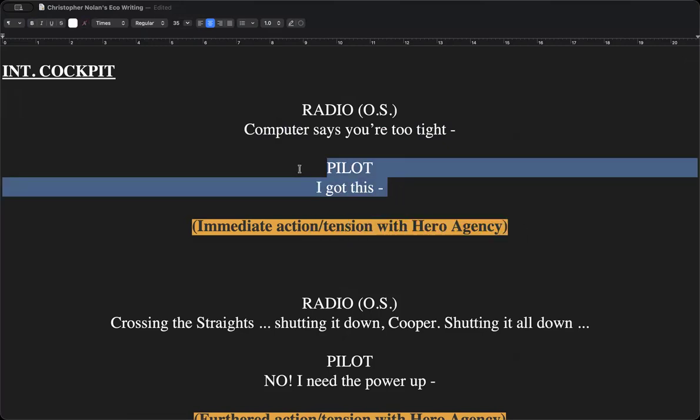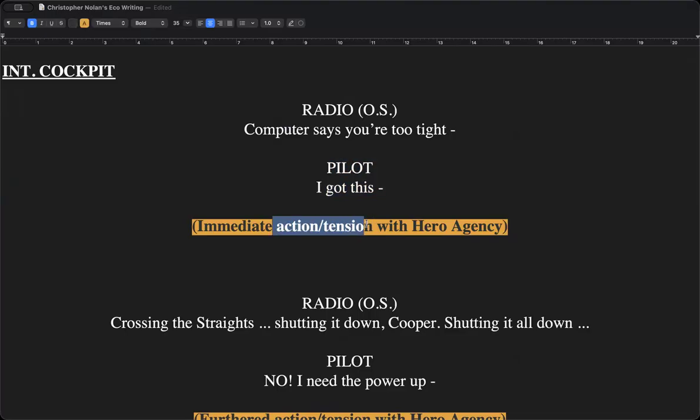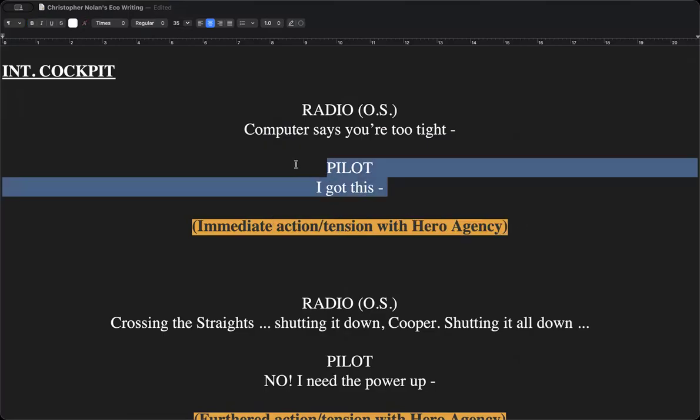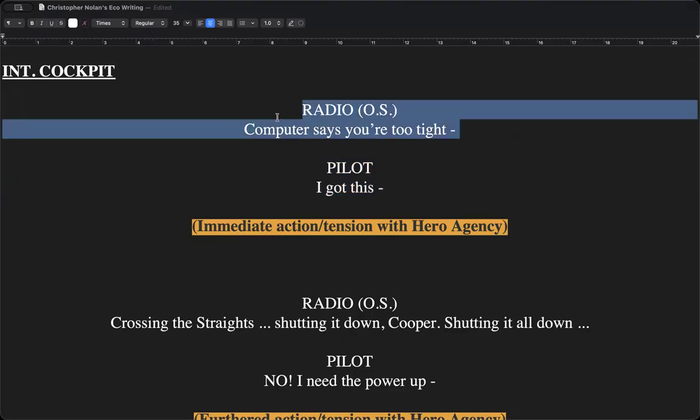So the pilot's saying, no, don't tell me what to do. Computer doesn't tell me what to do. I tell me what to do because I'm a pilot. I know what I'm doing. Right. So this is an immediate response. So we've switched. Notice above, it was hero agency, then action tension. Now we've turned it around. Action tension, hero agency. It's really common that people think that I need to start my script by having my hero speak. Well, what if action tension speaks first?